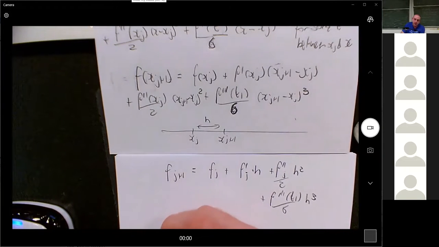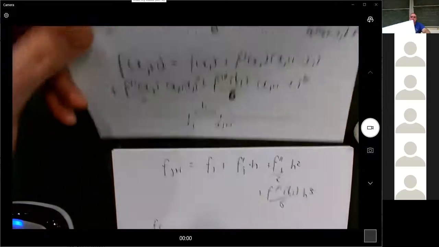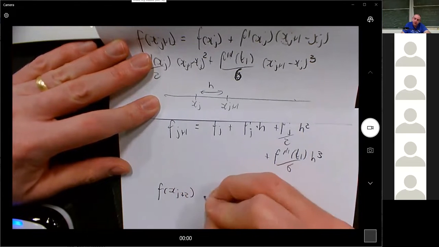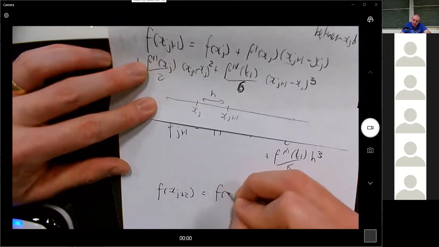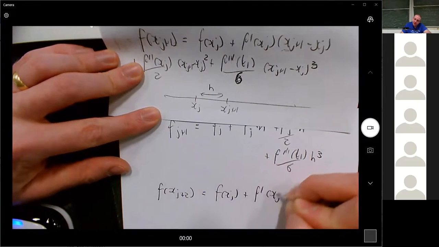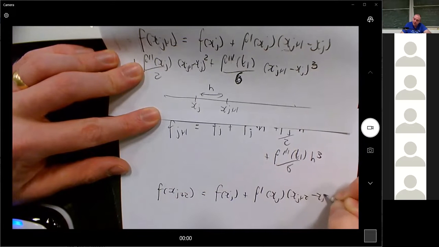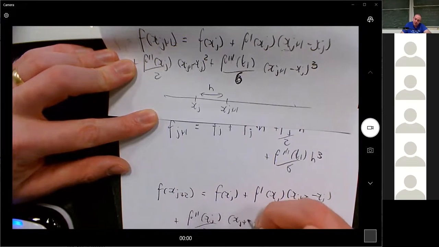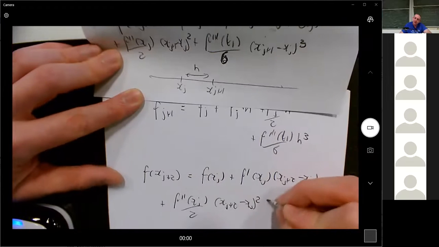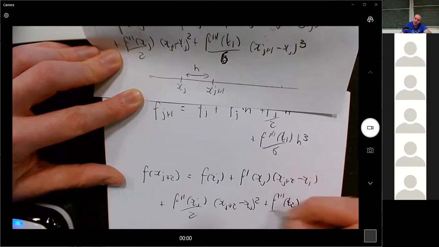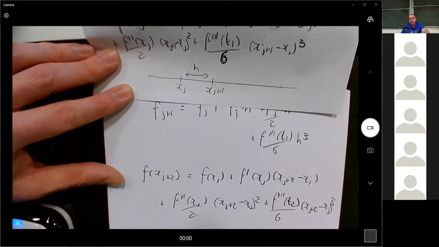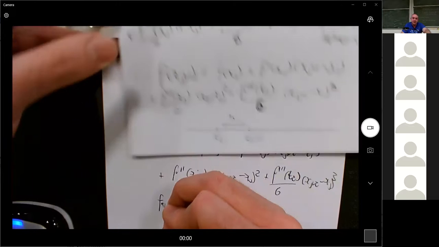Okay, and f of xj plus 2 will be f of xj plus f dashed of xj times xj plus 2 minus xj, plus f double dashed of xj on 2 times xj plus 2 minus xj squared, plus f triple dashed of some other number x2 on 6 times xj plus 2 minus xj cubed. So I've done exactly my Taylor series. I've replaced my x with xj plus 2. And so this is f of j plus 2, this thing.